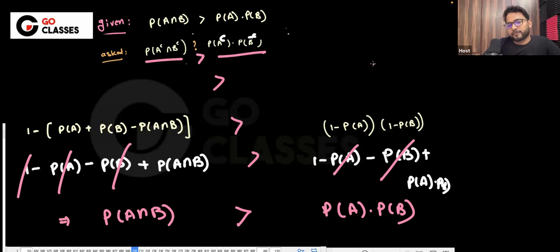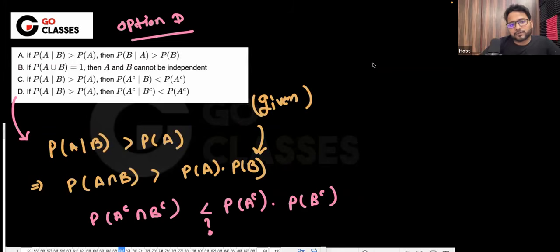Which means this is false. This is actually greater. So that's why you can say this is the answer. Since this is false, that's why D is the correct answer.